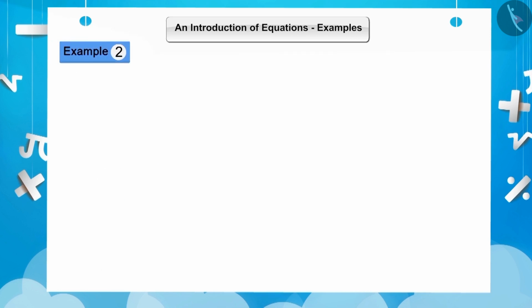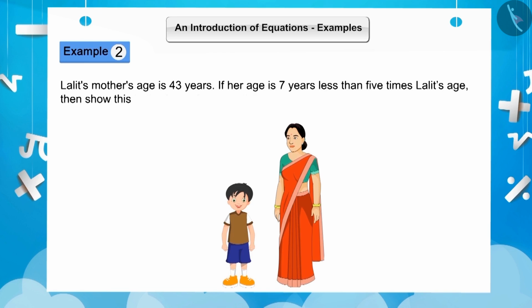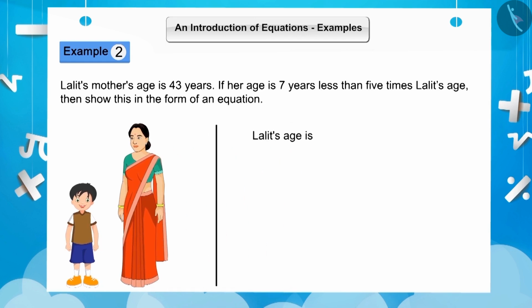Come on, let's have a look at another example. Lalit's mother's age is 43 years. If this is 7 years less than 5 times Lalit's age, then show this in the form of an equation. Suppose Lalit's age is A years, then 5 times his age will be 5 multiplied by A, that is 5A.